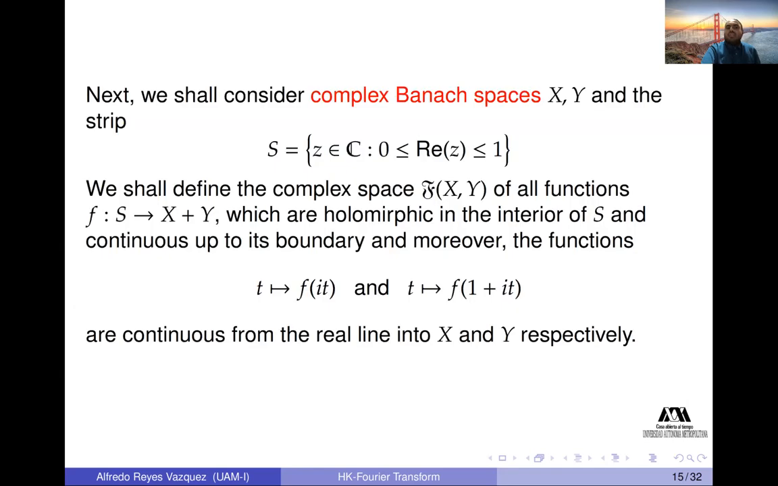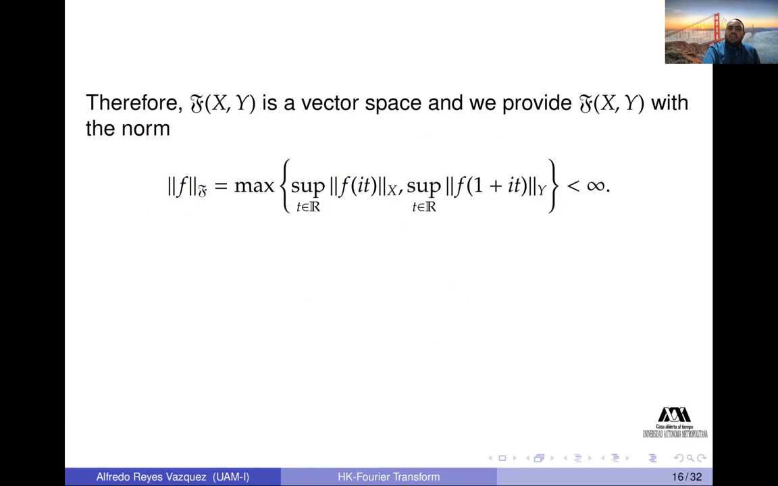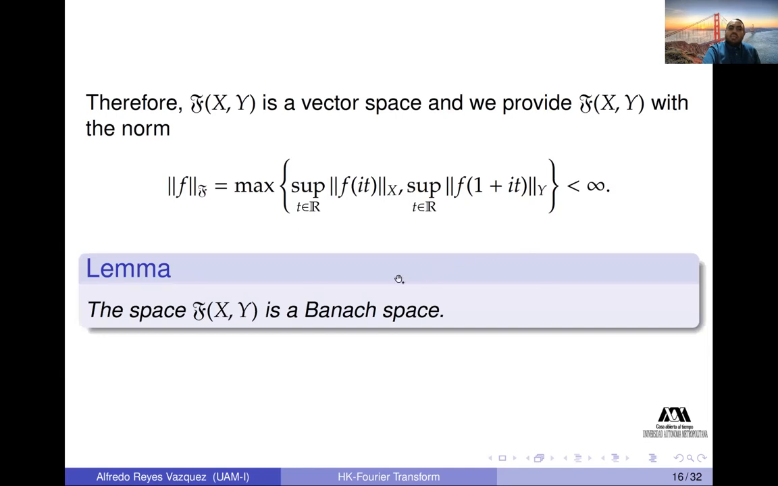Now, we shall consider two complex Banach spaces, X and Y, and this strip. And we shall define the complex space F of all functions from the strip into the sum X plus Y, which are analytic in the interior of S and continuous up to its boundary, with these two maps continuous. Then in this F space, we define this norm. And the conclusion is that the F space is a Banach space.